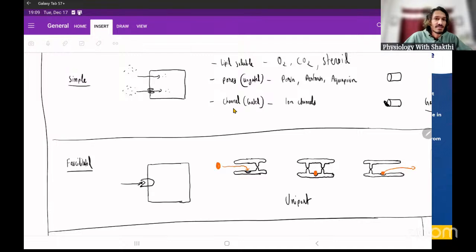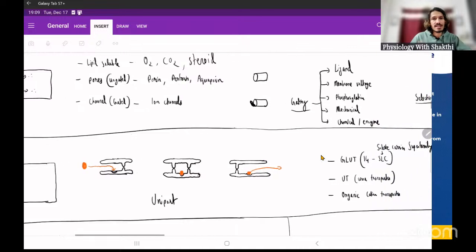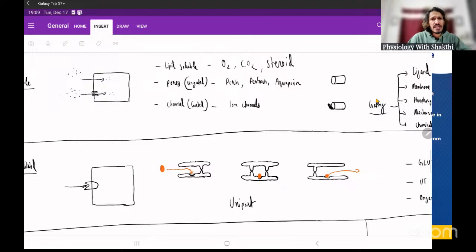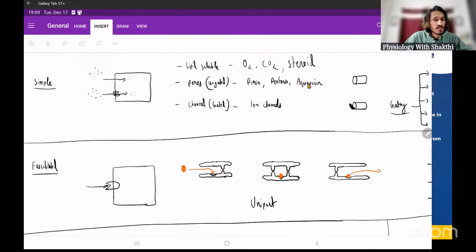Then we have gated channels, which are particular ion channels. This sort of gating requires different mechanisms to activate it. What are the gating mechanisms? Either a ligand from outside can come and bind to it. Changes in membrane voltage can open it up. Some form of phosphorylation can open it up. It can even be mechanically gated or opened by some chemical or enzyme. So these are different ways by which gating can happen. Such gated ion channels can be there. Ungated pores can be there, like porin, perforin, echoporin. Or through the lipid membrane directly, if it is lipid soluble. These are all examples of simple diffusion.